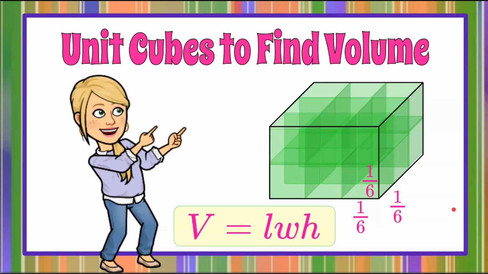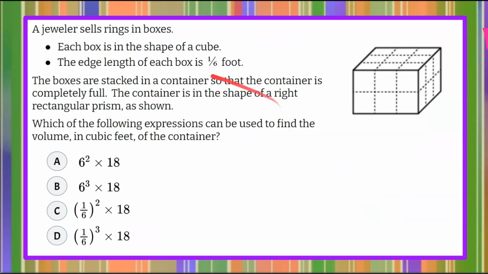Here's our question today. We have a jeweler that sells rings in boxes. Each box is in the shape of a cube. The edge length of each box is 1/6 of a foot. The boxes are stacked in a container so that the container is completely full. The container is in the shape of a right rectangular prism as shown. So here's our right rectangular prism, and we see all the boxes inside.